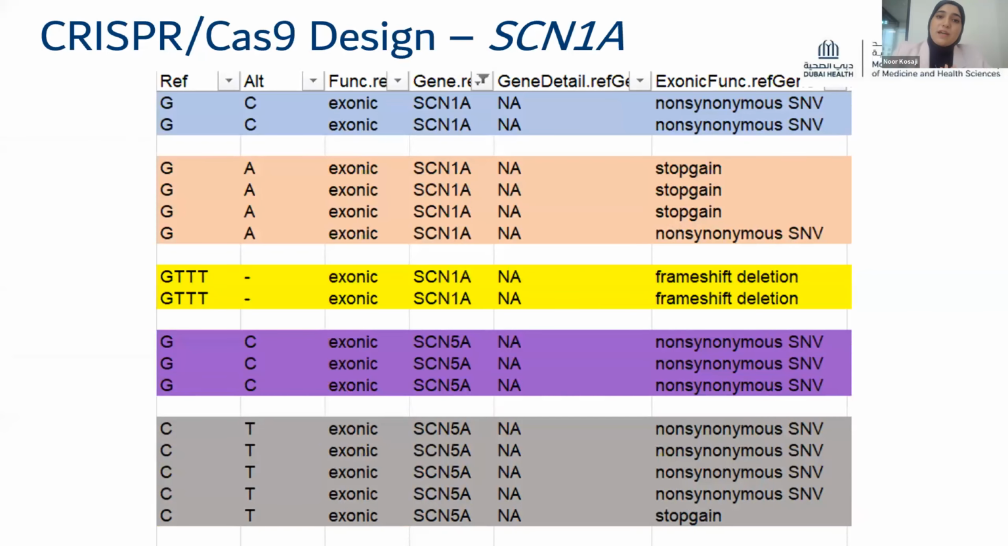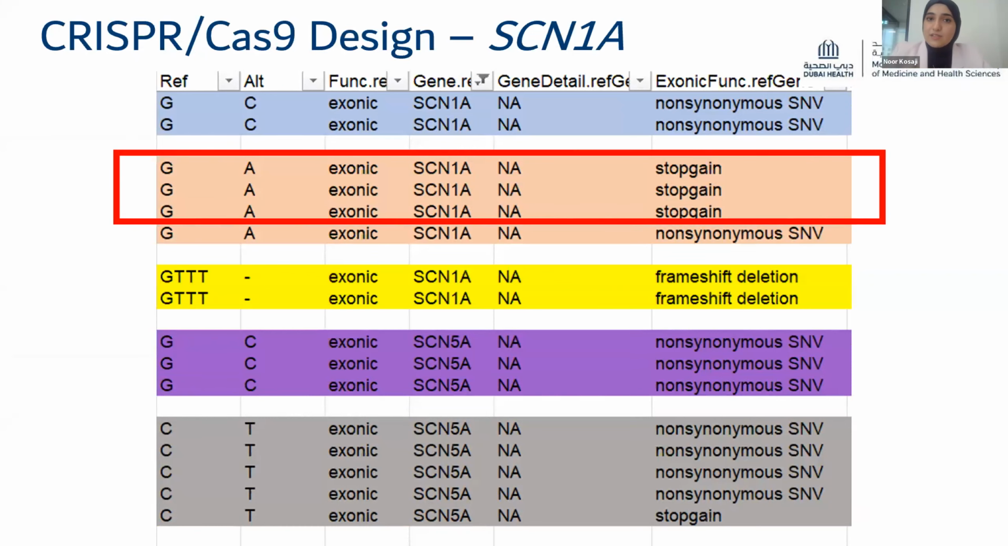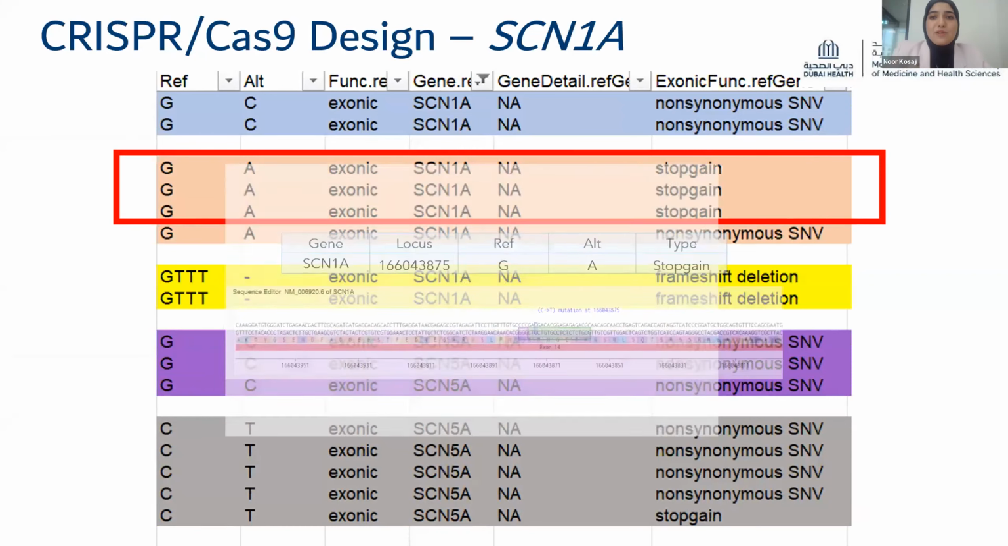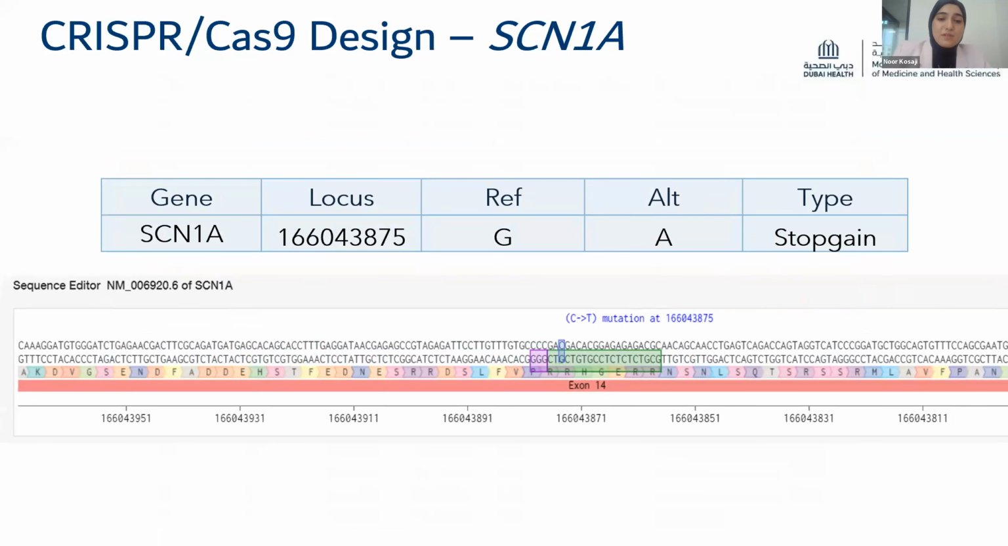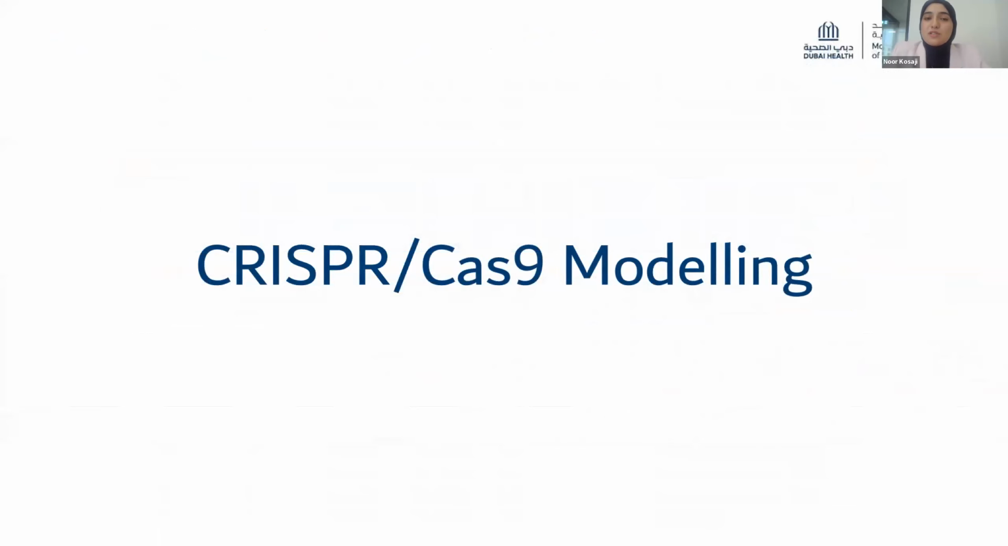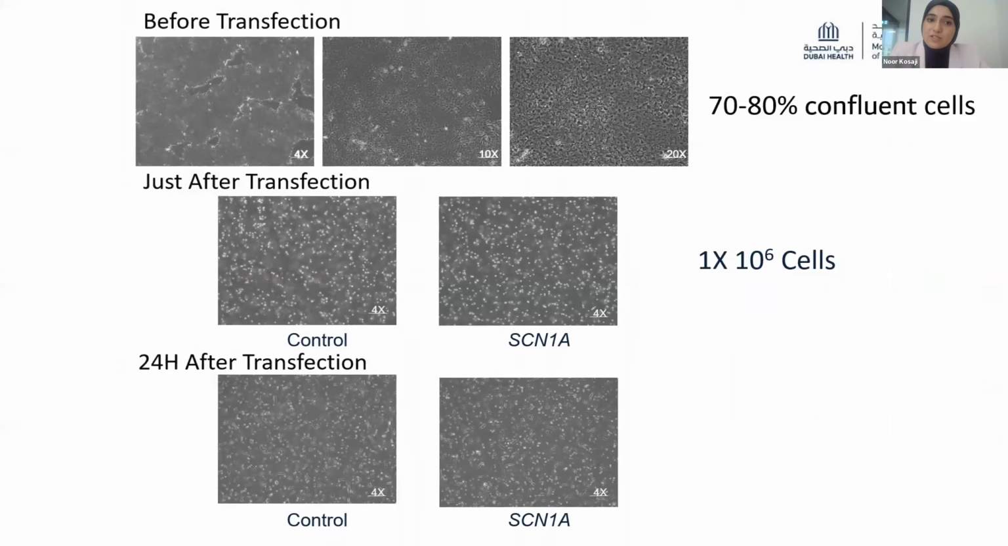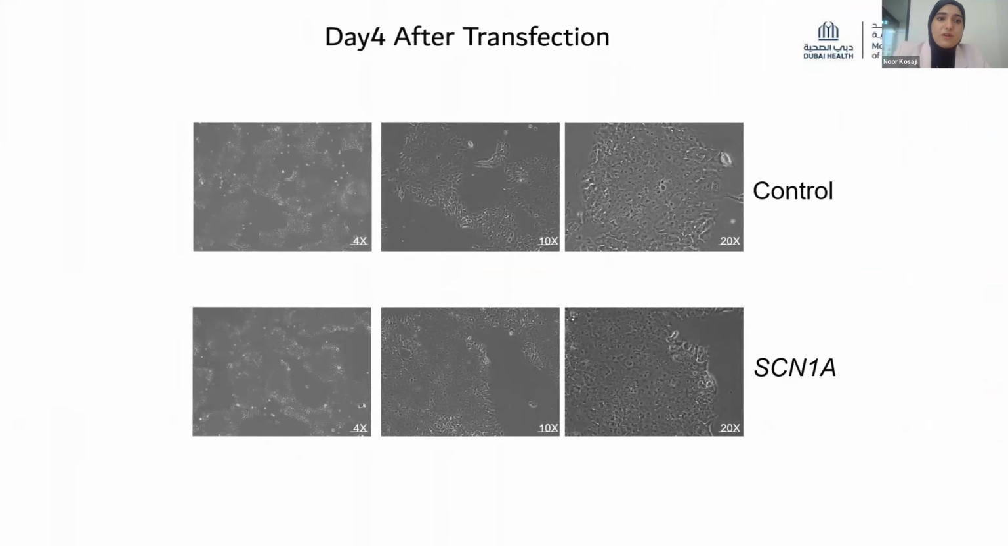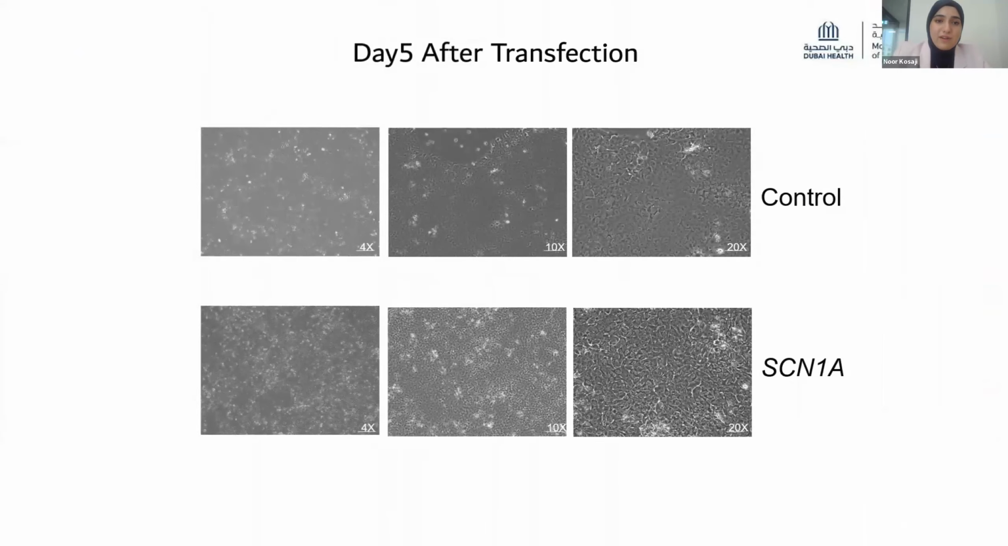Now, this brings me to my mutation selection. We went through literature, we collected a selection of highly recurrent SCN1A mutations, and from that list, I was able to choose this particular highly recurrent stop gain mutation. After which I designed guide RNA and primers for this mutation, and then began my CRISPR-Cas9 modeling. And the following are the results of my cell culture, starting with my wild type cells before transfection, and then my mutant cells just after transfection, 24 hours after, 4 days after transfection, 5 days after transfection.